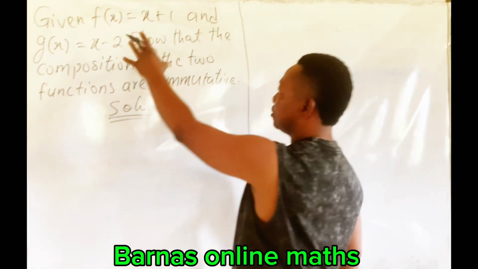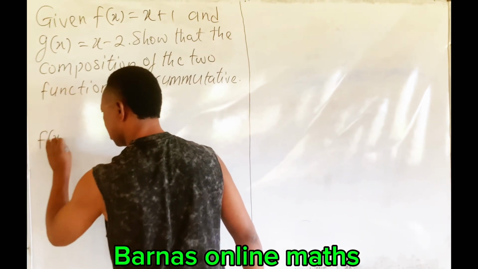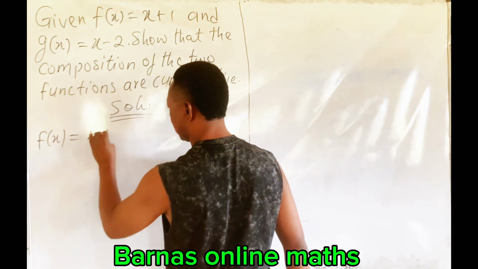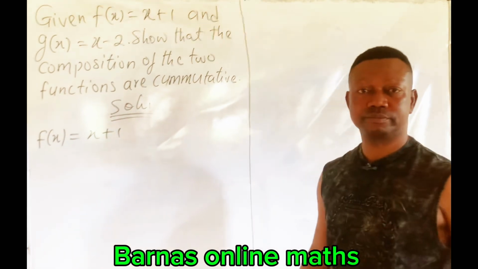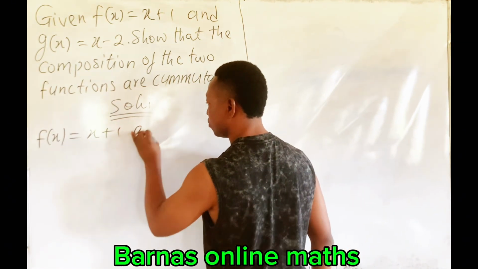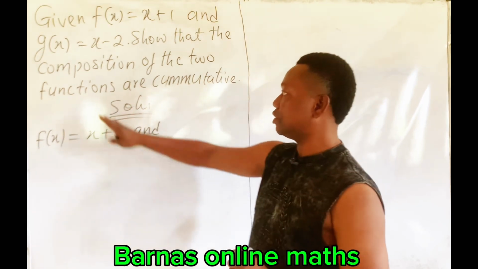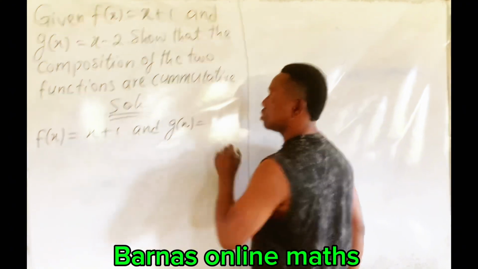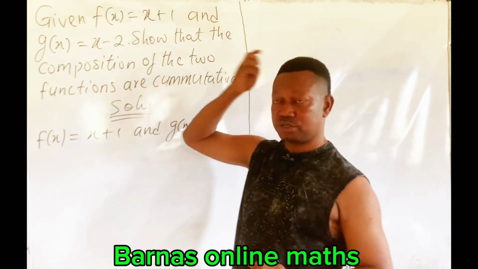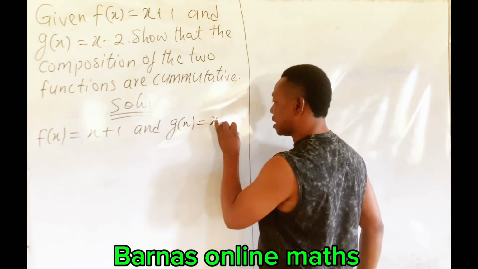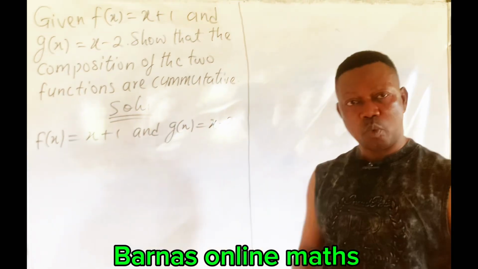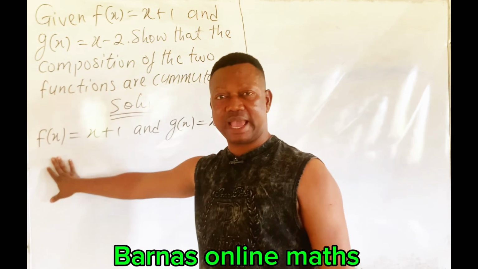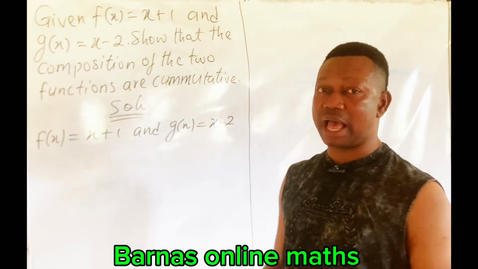Given the first function f of x to be equal to x plus 1 on the board, and the second function g of x to be equal to x minus 2, we are asked to show that these two functions, f of x and g of x, are commutative.